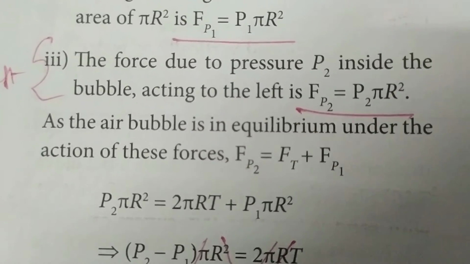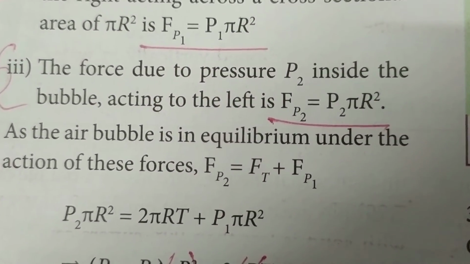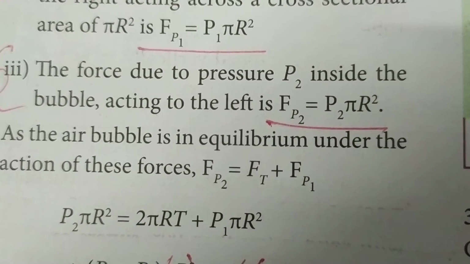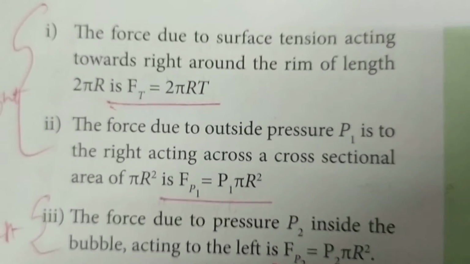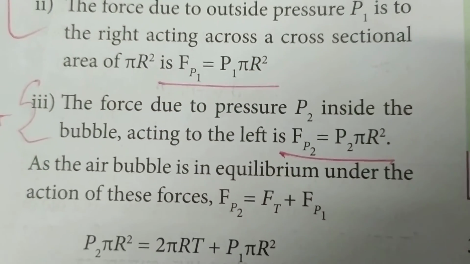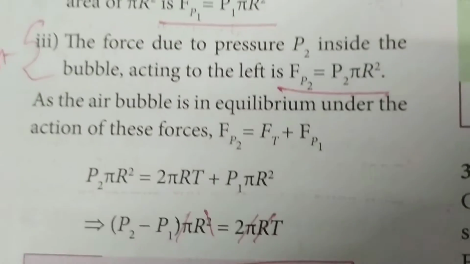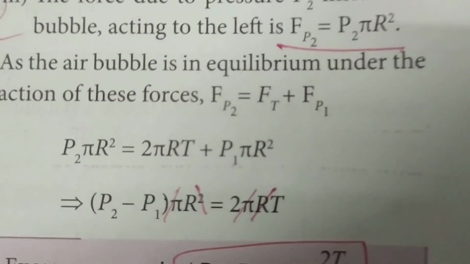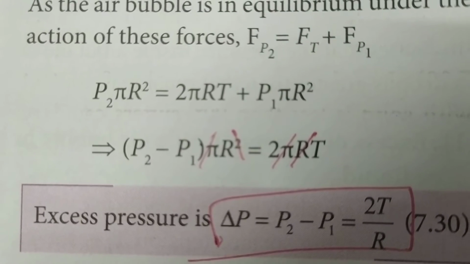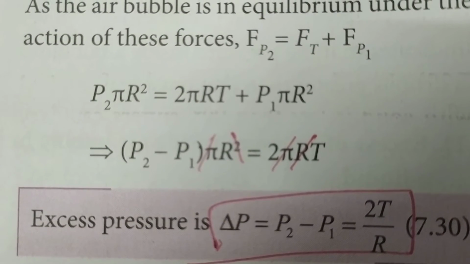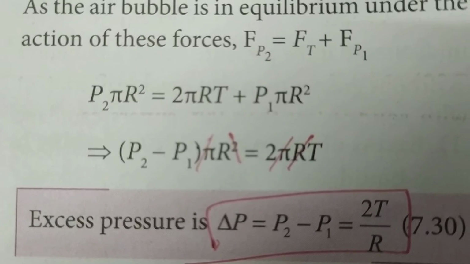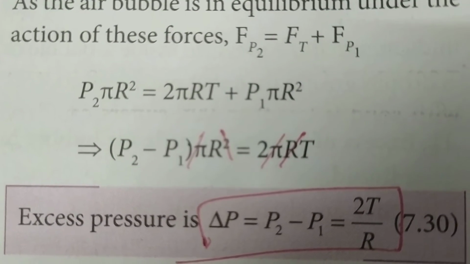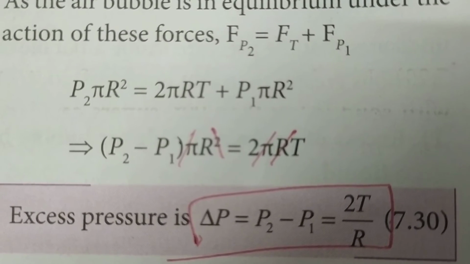And which force is acting towards the left? That is given by Fp2, the pressure inside the bubble, which is P2 pi r square. So under equilibrium, the two right side forces must be equal to the one left side force, that is Fp2 must be equal to Ft plus Fp1. Substituting that, you will get P2 pi r square is equal to 2 pi rT plus P1 pi r square. Whenever you write the pressure, you have to consider the area, whereas for surface tension, you should consider the circumference.